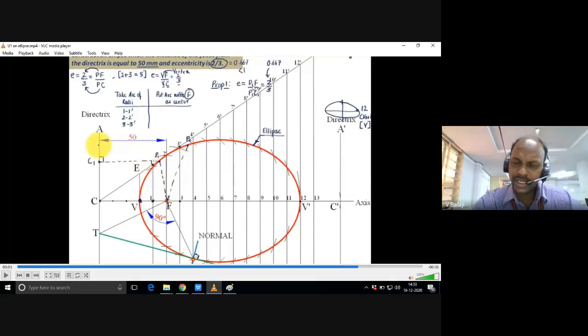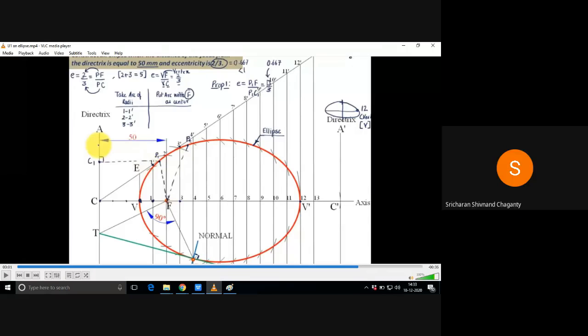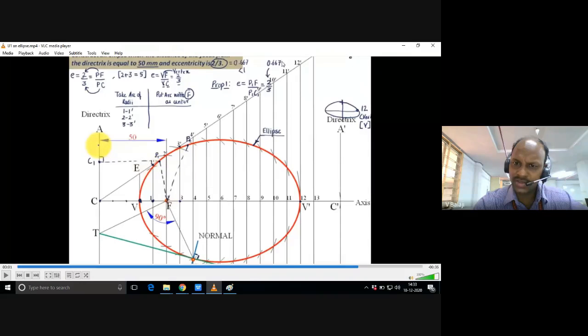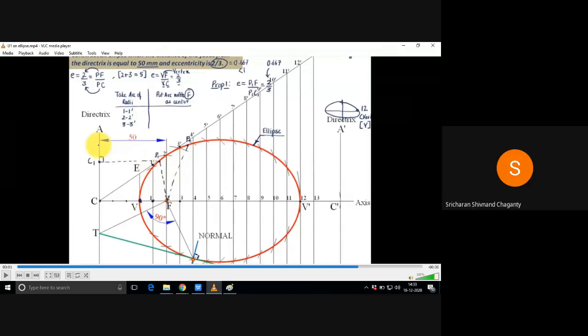If you take P1F by P1C1, since P1F is increasing, P1C1 is also increasing, the final answer is only 0.667. That is the property of ellipse.